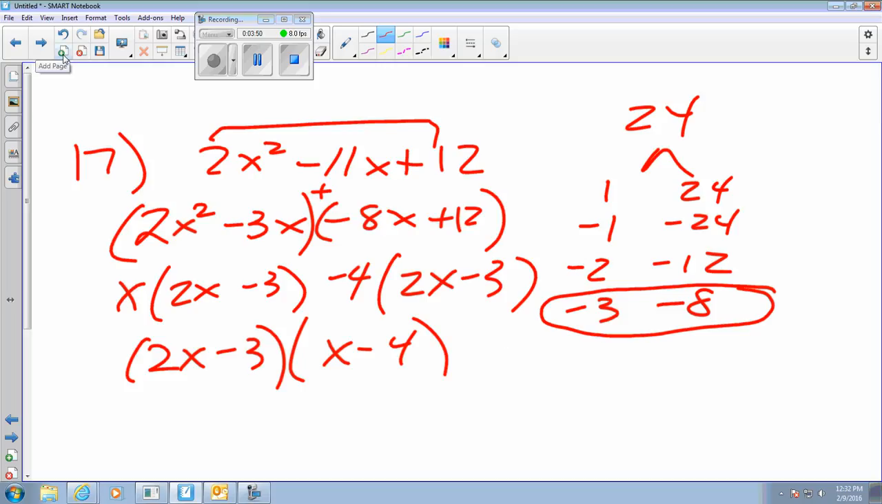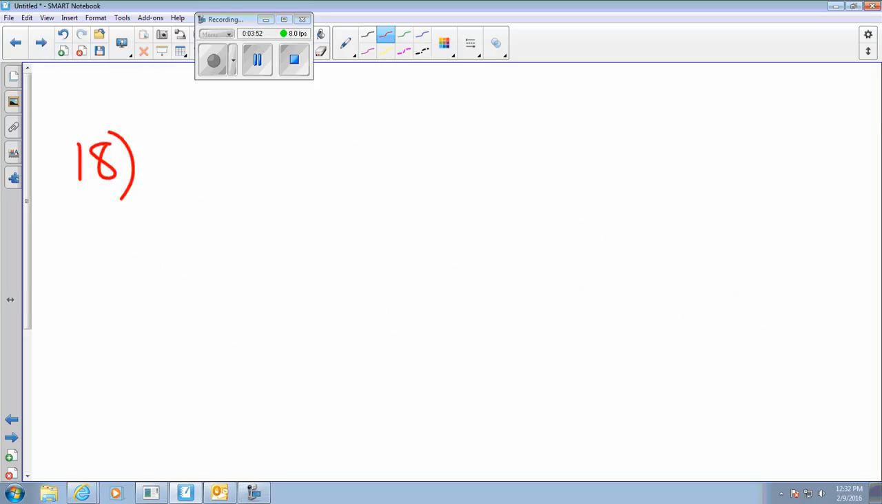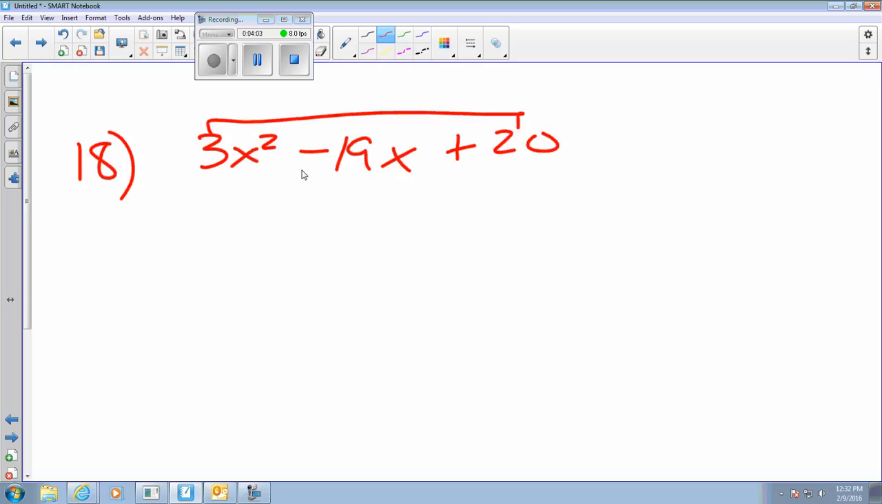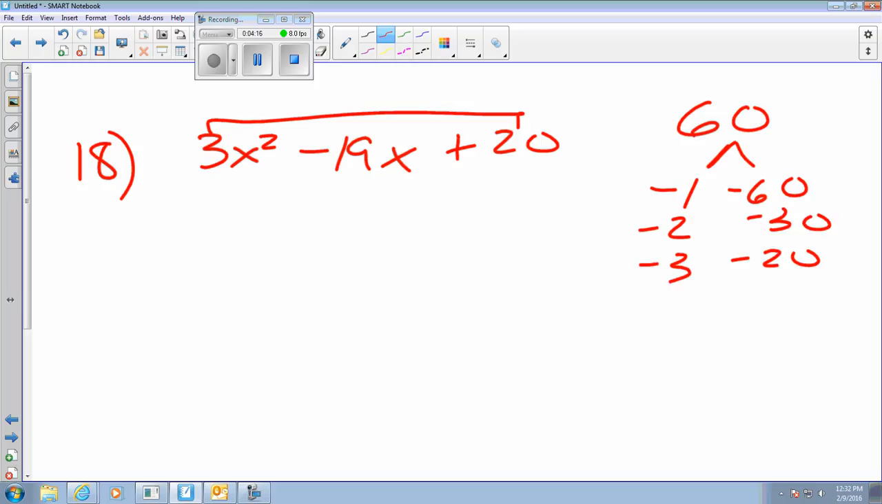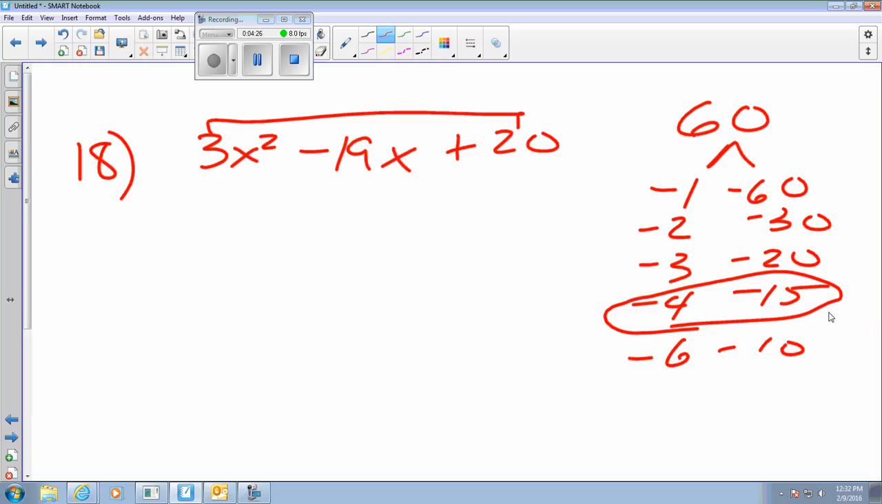Let's do number 18 now. It says 3x squared minus 19x plus 20. All right, we have a negative in here again, so 3 times 20 is 60. I'm looking for the negative factors like negative 1 and negative 60, negative 2 and negative 30, negative 3 goes in there negative 20 times, negative 4 goes in there negative 15 times. I think I found the right one. I don't have to move on to negative 6 and negative 10. I think I found it.